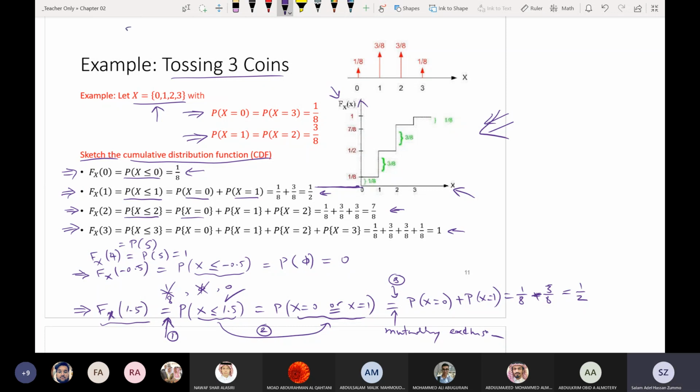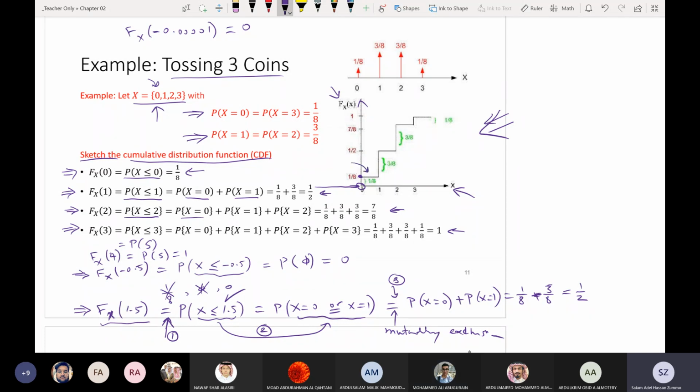So F_X of minus 0.0001 is equal to what? 0, because X cannot take a value that is less than 0. The minimum is 0 in this example. And hence it's 0 until it touches 0. So it's 0 here, open at the 0. When it touches 0, it becomes equal to what? 1 over 8.